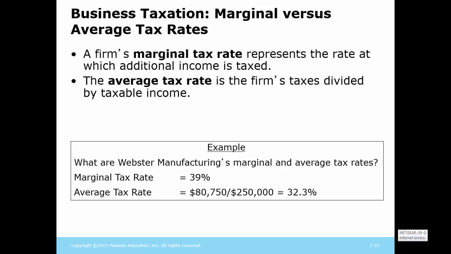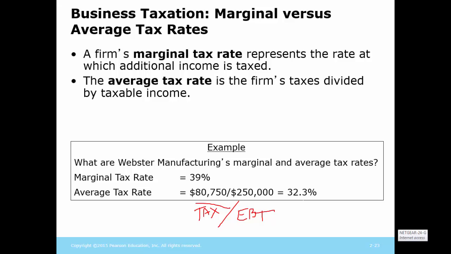So the average tax rate, though, there's a calculation. It's the tax divided by EBT, earnings before taxes. That's the formula. 80,750 divided by 250,000. The average tax is 32.3%.